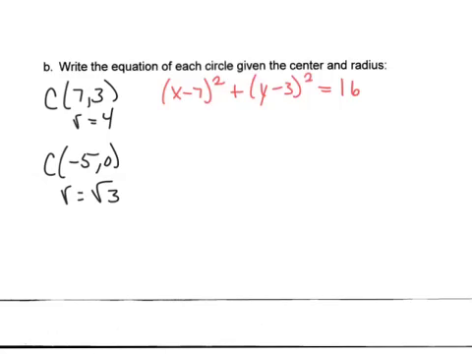Here's a second example. I have a center at negative 5, 0, and my radius is radical 3. Again, it goes in as the opposite sign: x plus 5 quantity squared plus y squared, because we have a 0, and that's going to be equal to 3. Remember, when I square a radical, I get the radicand.